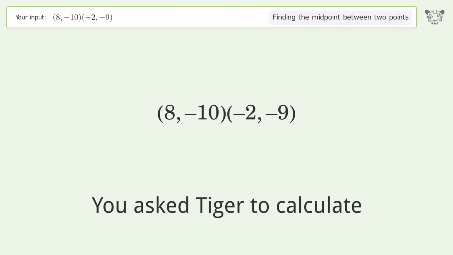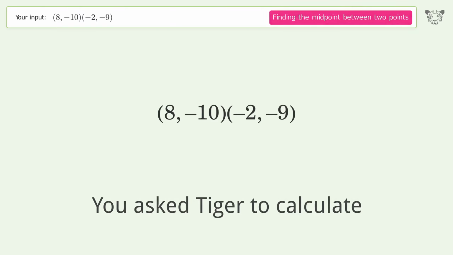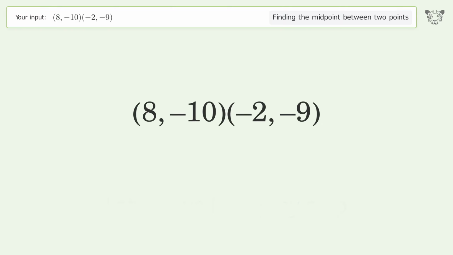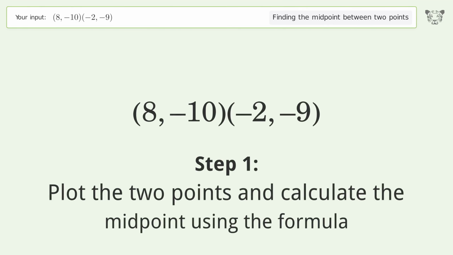You ask Tiger to calculate. This deals with finding the midpoint between 2 points. The midpoint between the 2 points is 3, -9.5. Let's solve it step by step. Plot the 2 points and calculate the midpoint using the formula.